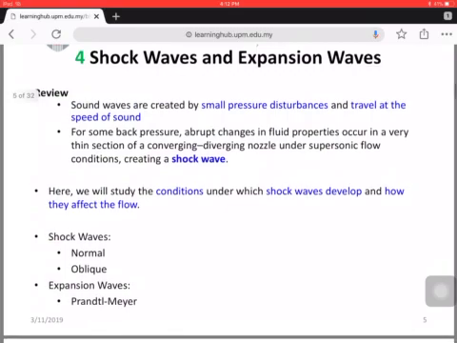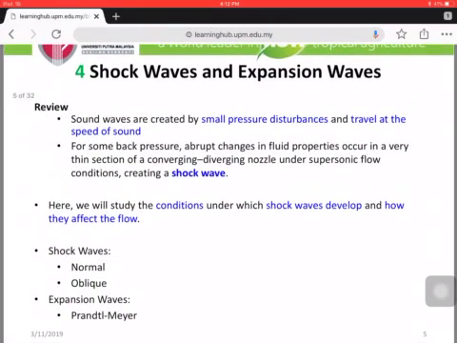There are two things that we are going to consider that happen when there is some disturbance or abrupt change in fluid flow, which cause two phenomena. The first one is shock wave and the second one is expansion waves. Sound waves are created by small pressure disturbance and travel at the speed of sound. So that is sound wave.